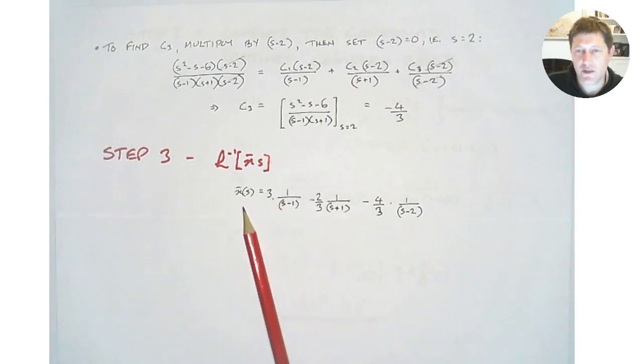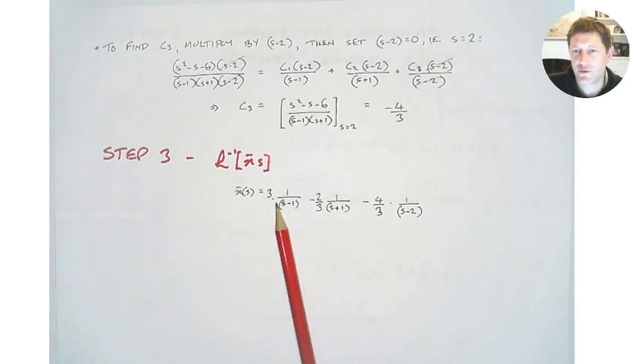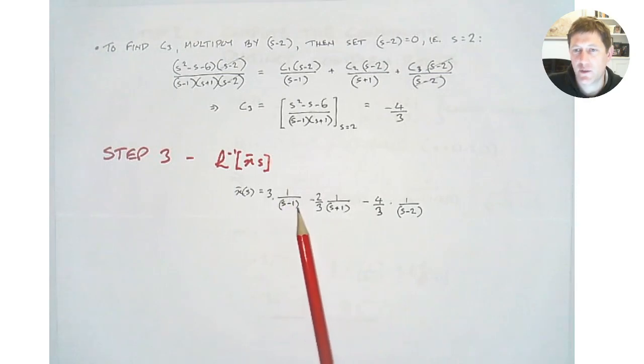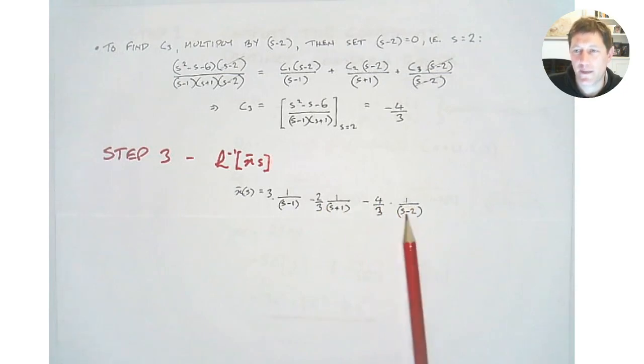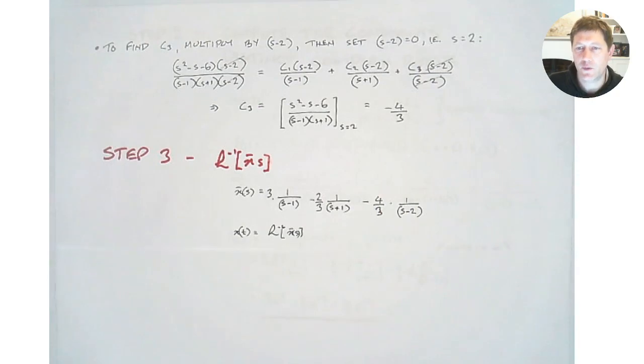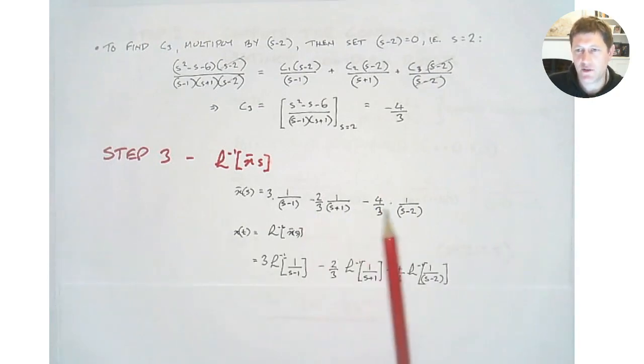So write out in full what the Laplace transform is after the partial fraction expansion. 3 divided by s minus 1, minus 2/3 times 1 divided by s plus 1, minus 4/3 times 1 divided by s minus 2. And now it's in that form, we can do the inverse Laplace transform, take advantage of the linearity of it to separate them out and take out the coefficients.